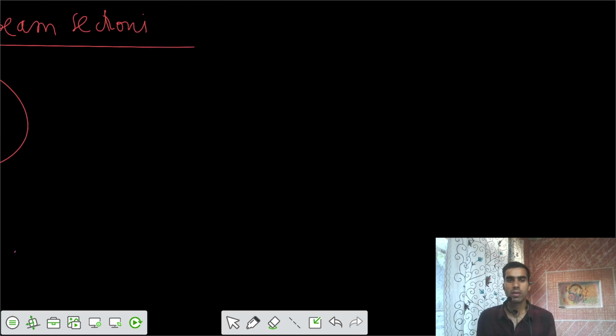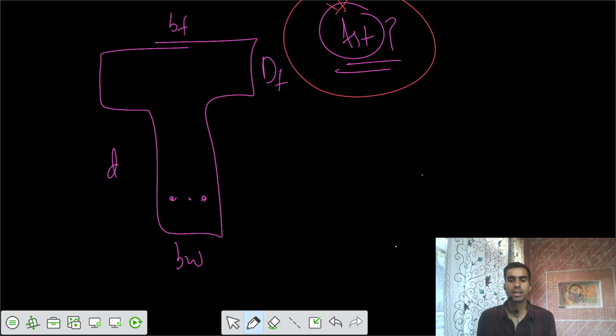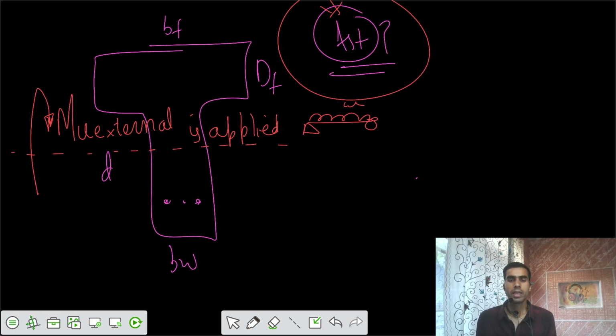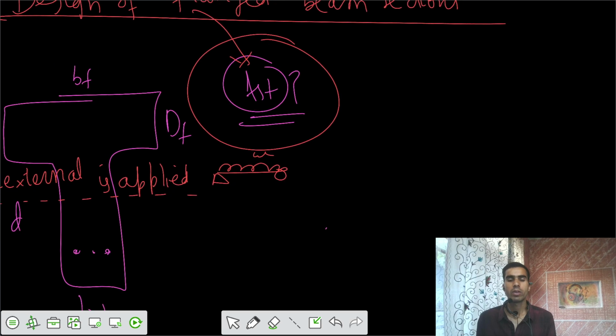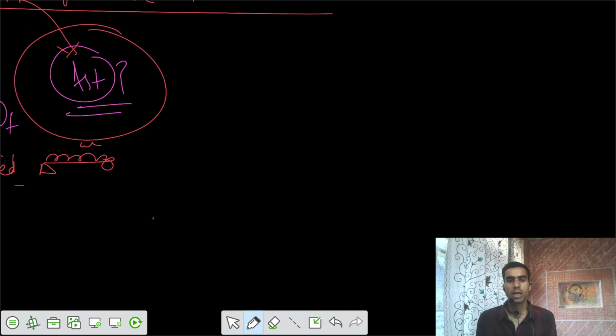So now let's see how the problem is designed. Some external factored moment is applied, because of some dead loads and live loads. We have some external bending moment, and we need to calculate what AST should be provided for this particular applied moment. So we calculate that MUE.